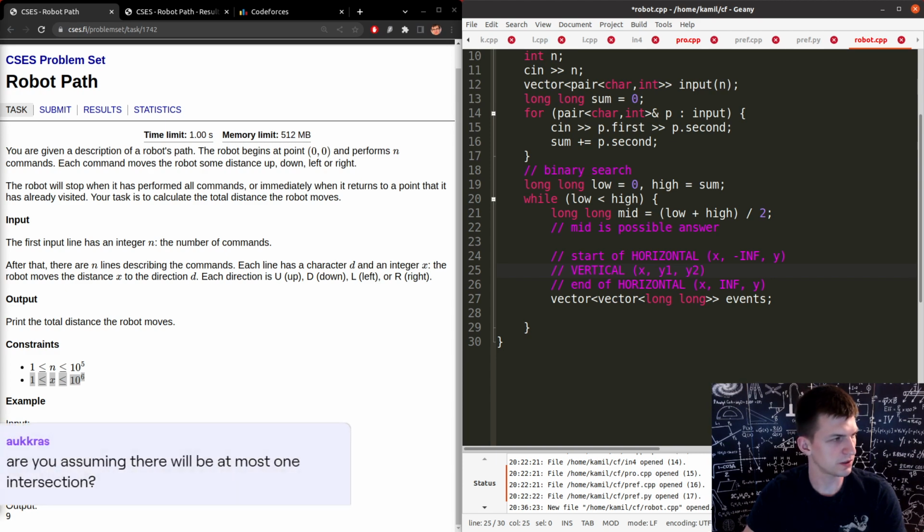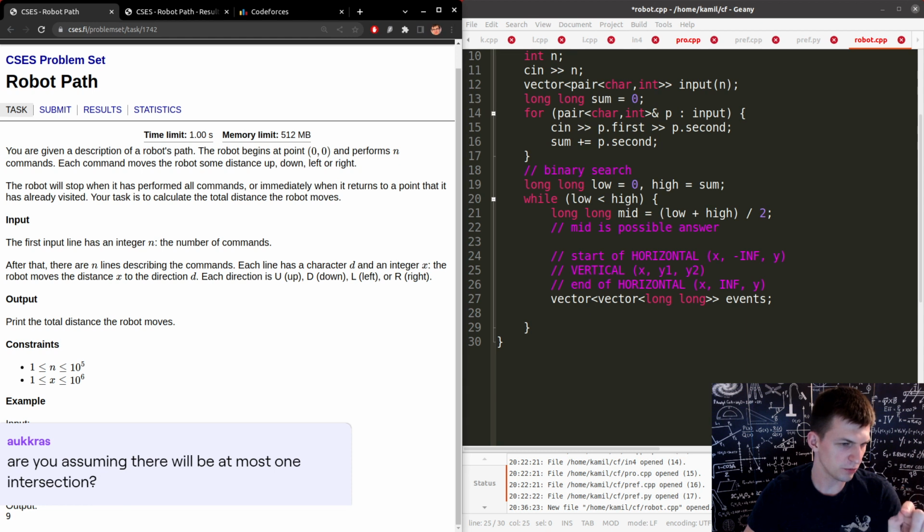Do I assume there will be at most one intersection? In the total input, no, but I need to find the first such moment. So in binary search, I just care about this prefix of commands being valid or not. No intersections or a single intersection, that's enough.